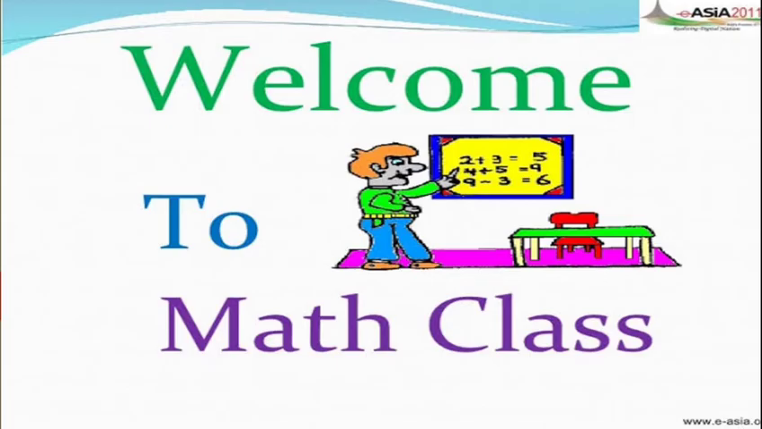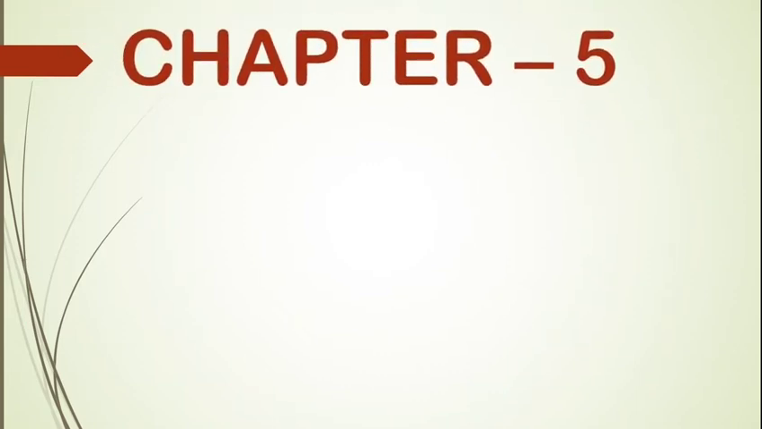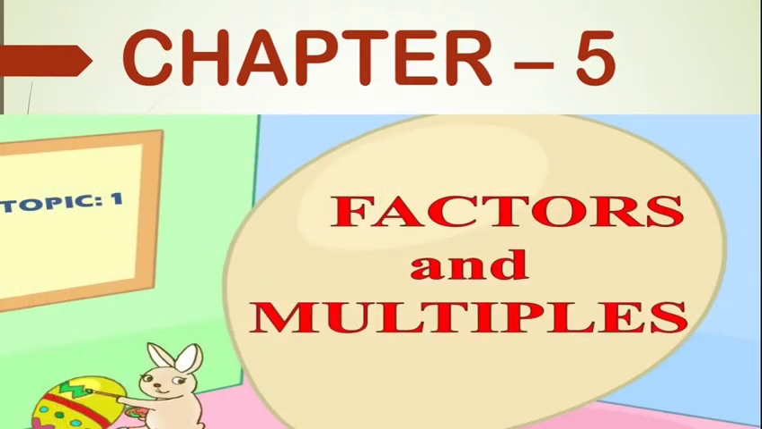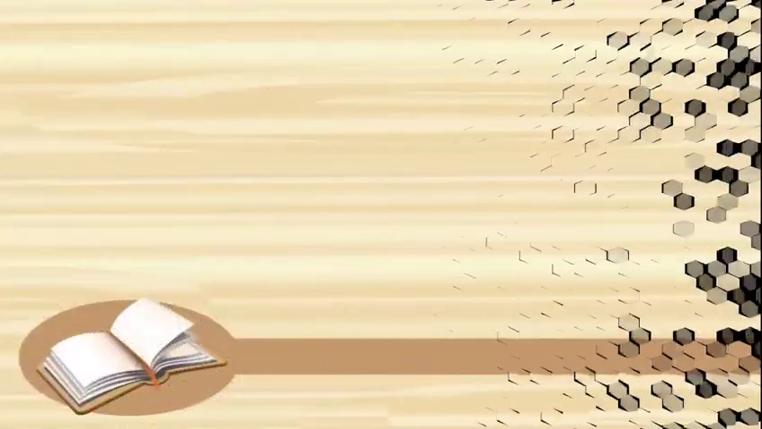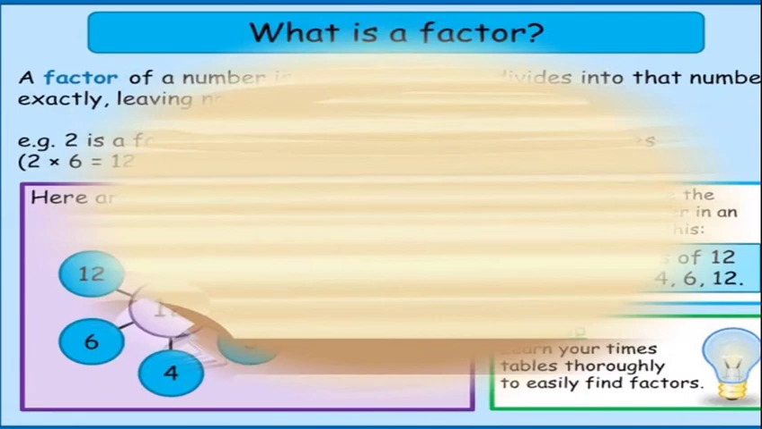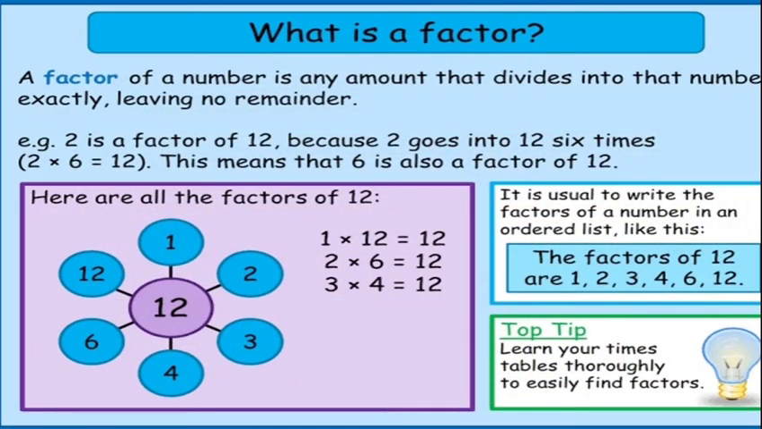Today we are going to start a new chapter, that is chapter number 5, factors and multiples. So as we begin, let's know what is a factor. A factor of a number is any amount that divides into that number exactly, leaving no remainder.